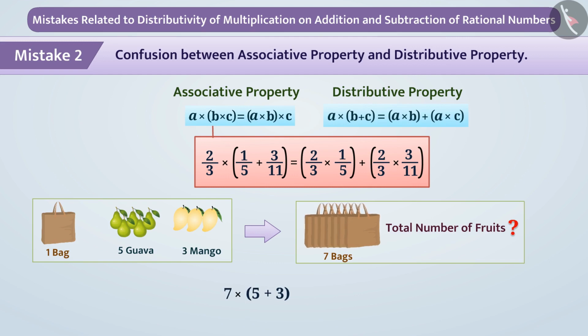Or we can add them by knowing the number of guava and mango in all bags separately. Like 7 multiplied by 5 plus 7 multiplied by 3. The number of fruits will be equal in both ways. 7 multiplied by 5 plus 3 is equal to 7 multiplied by 5 plus 7 multiplied by 3. Here we have multiplied both 5 and 3 by 7, which means we have distributed multiplication on addition. This is also true in the context of rational numbers. Hence, the distributive property is used in this equation.